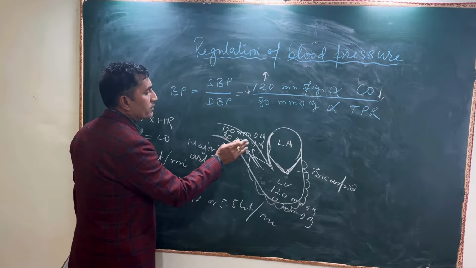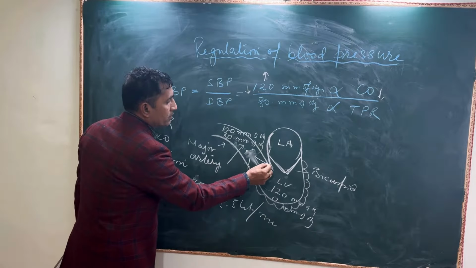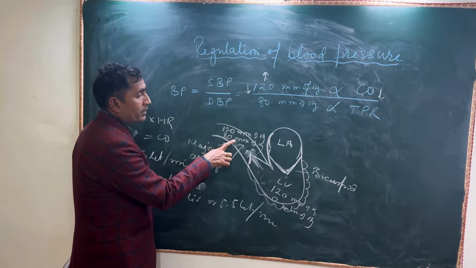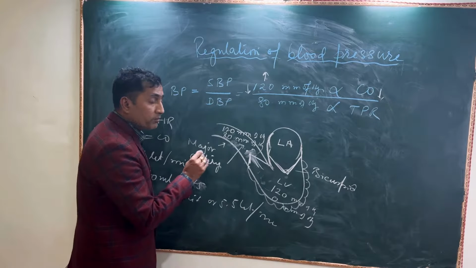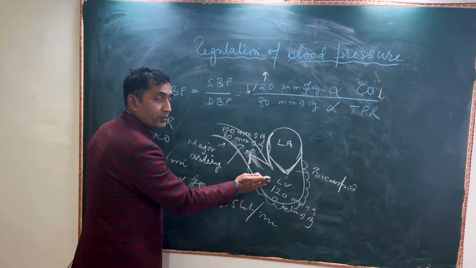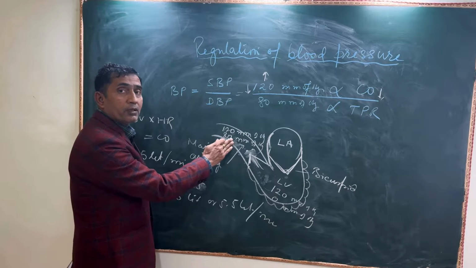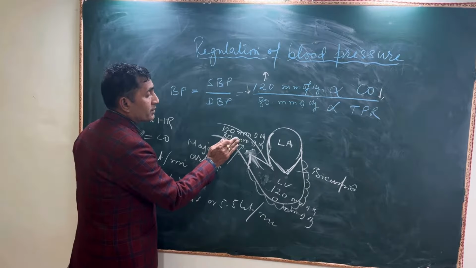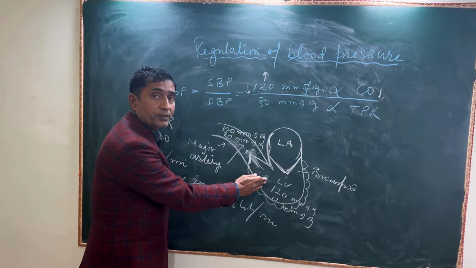Similarly, if you look at the diastolic blood pressure, when the artery goes in diastole, at that time this valve gets closed. At the time of diastole, we are talking about the aorta. This valve gets closed, which means the pressure present in the ventricle is not directly communicated with the aorta. The pressure here is totally detached from the pressure present in the left ventricle.